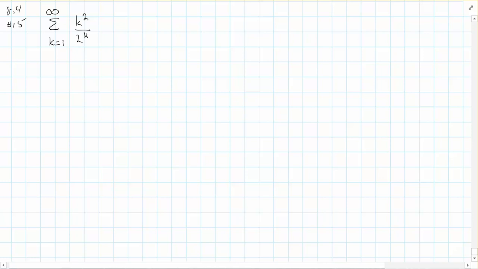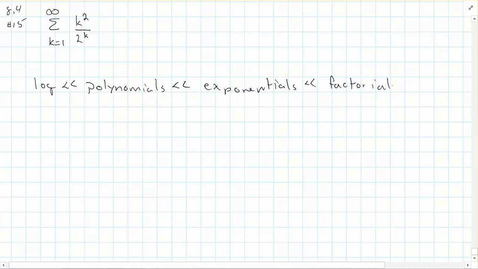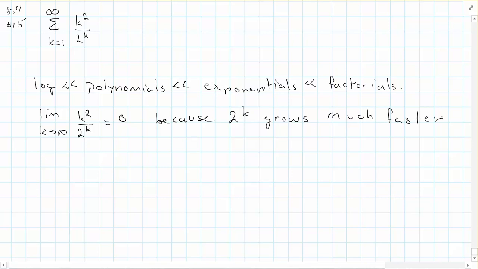2 to the k. And when you have something like this, this is where you would use growth rates. Remember, log grows much less than polynomials, much less than exponentials, which are much less than factorials, and there's even other ones that you can put into the list, but that's the general thing here. So if you want to say here the limit as k goes to infinity of k squared over 2 to the k power is, well, this is equal to 0 because 2 to the k grows much faster than k squared. And that's all you'd have to write down.